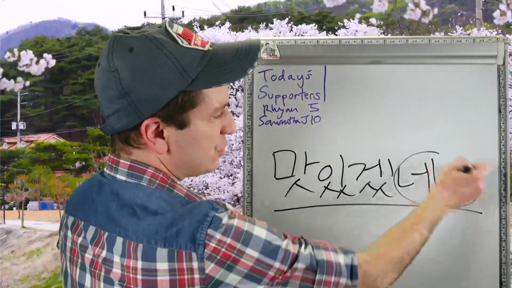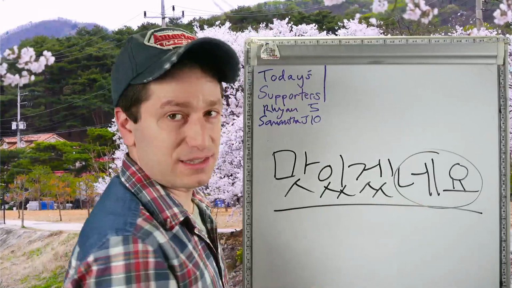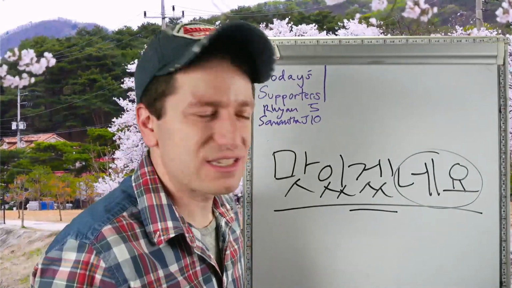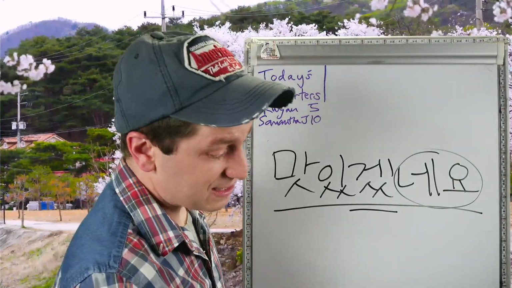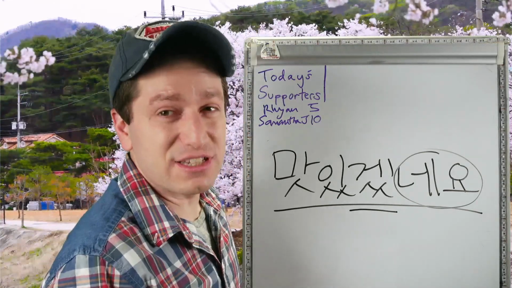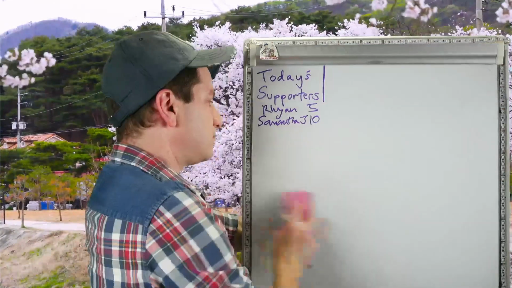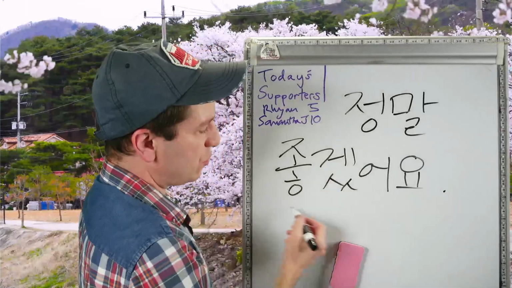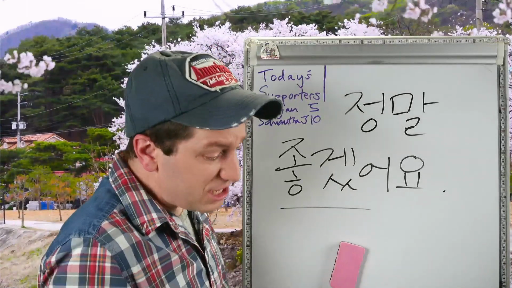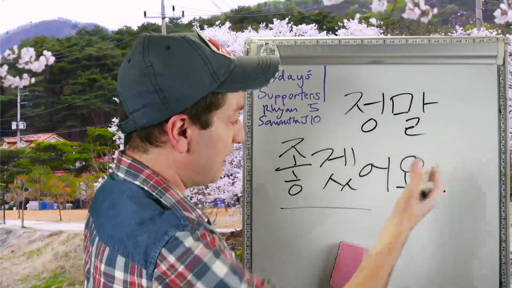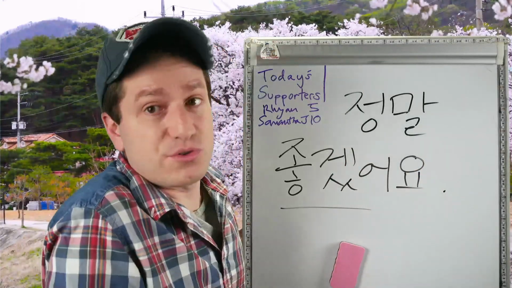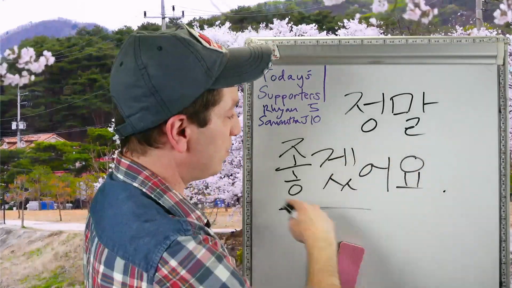맛있겠네요. 네요 just shows surprise. 맛있다 is delicious. Wow, that must be delicious. Or you might translate it more naturally as that looks delicious. That seems delicious. 오, 맛있겠네요. 정말 좋겠어요. So 좋다 is to be good. That must be really good. 정말, really. Or that seems great. That must be great. 정말 좋겠어요.